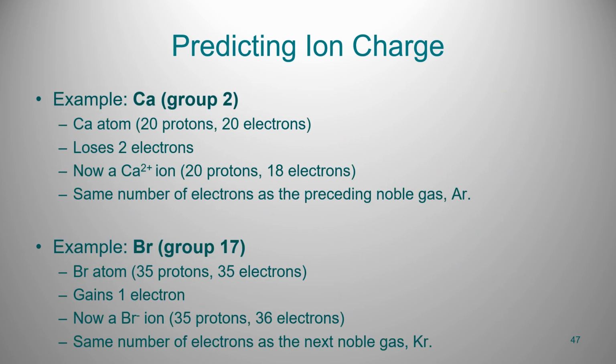So again, here's more examples. Calcium has 20 protons, 20 electrons. It likes to lose 2 because it wants to be like argon. Bromine has 35 protons, 35 electrons. It wants to gain 1 electron because it wants to be like krypton, the next noble gas.